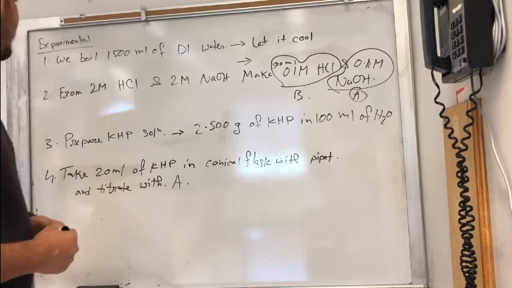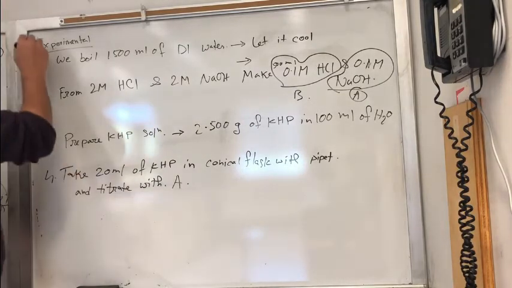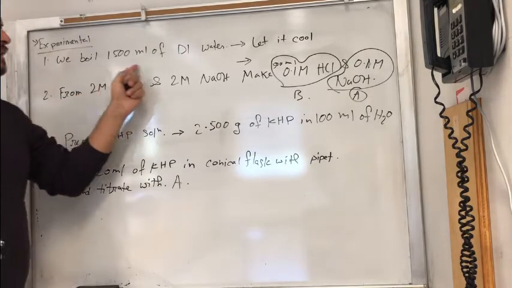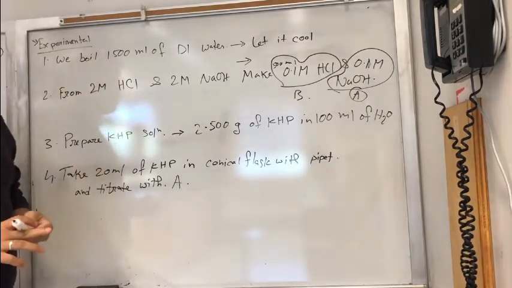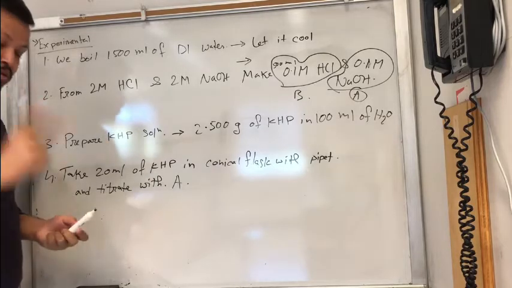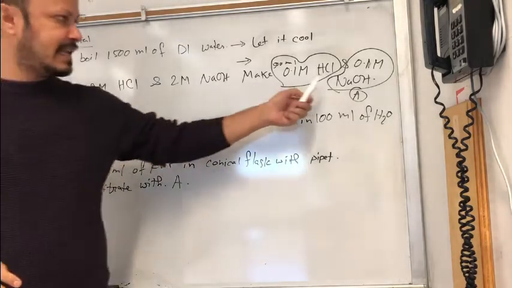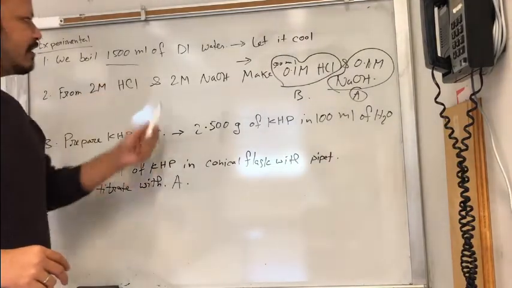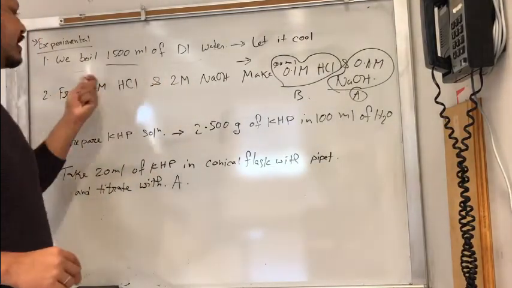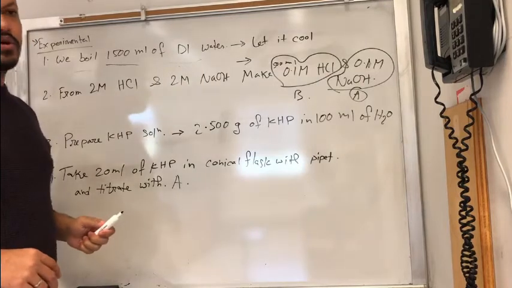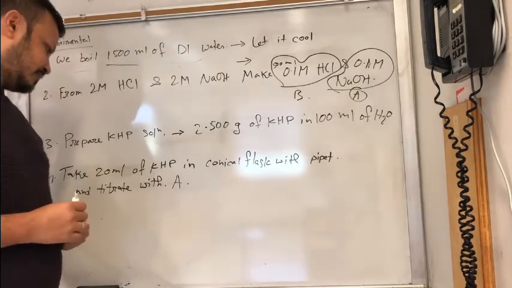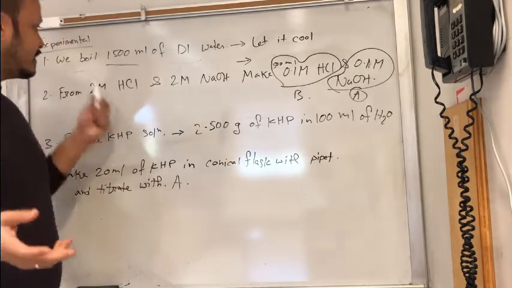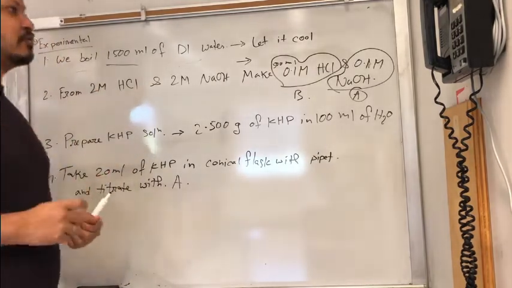So in the experimental part, first we take 1500 ml of deionized water, because you have to make 500 ml of HCl and sodium hydroxide, and we boil it. Why do we boil it? Sometimes if we don't have any time, we avoid this, but it's better to boil it. Why?